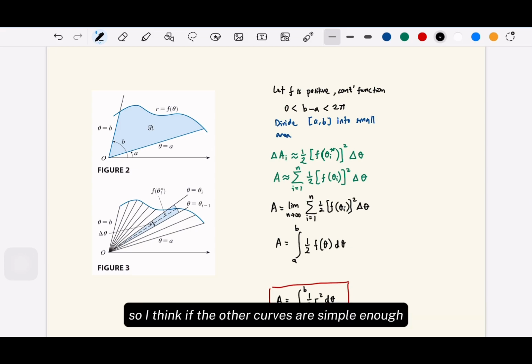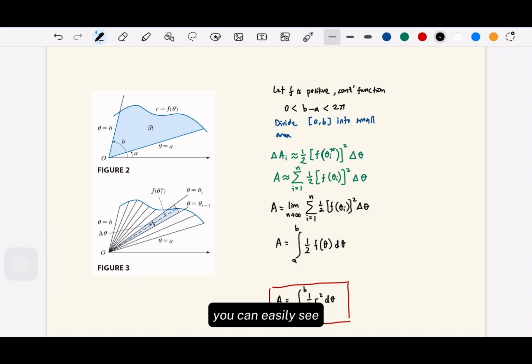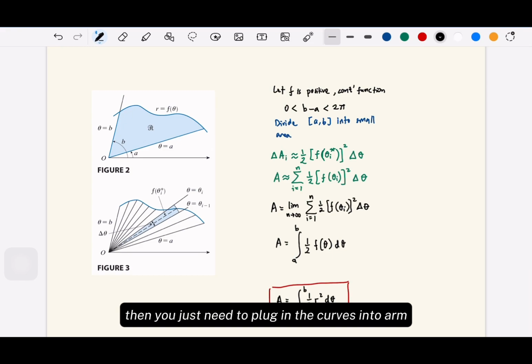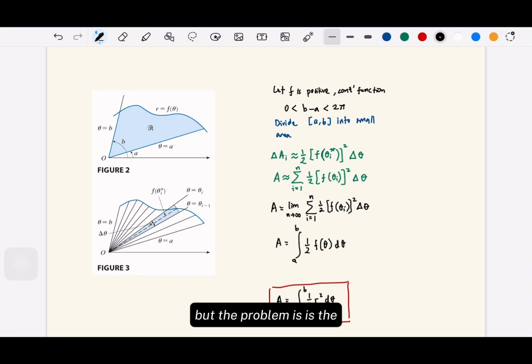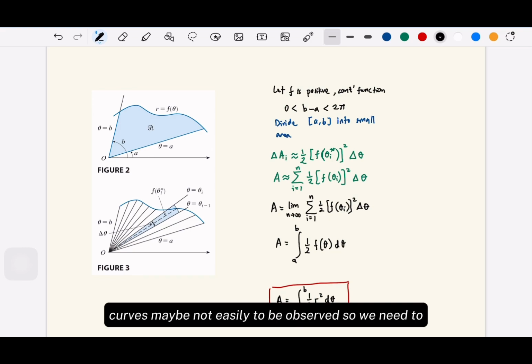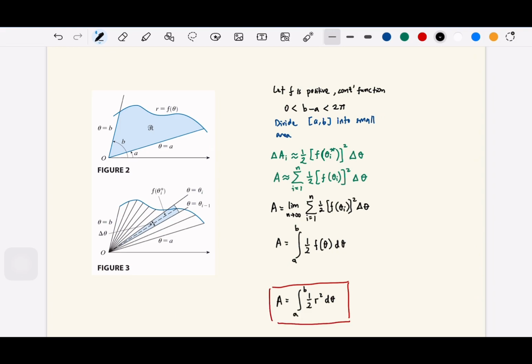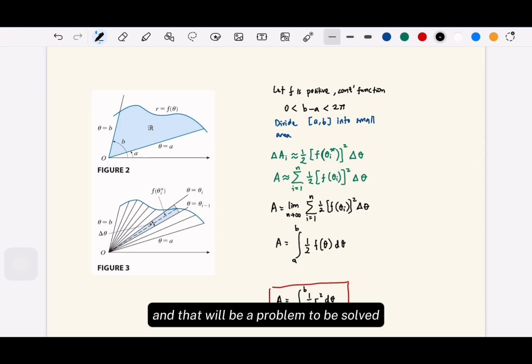So I think if the polar curves are simple enough, you can easily see that you just need to plug in the curves into r, because the polar curve will be a function of theta, and then you plug in the interval a and b, which angle that we want to evaluate. But the problem is if the curves may not be easily observed, so we need to at least check if we have intersections or maybe more than one polar curve, and that will usually be a problem to be solved in the exercise.